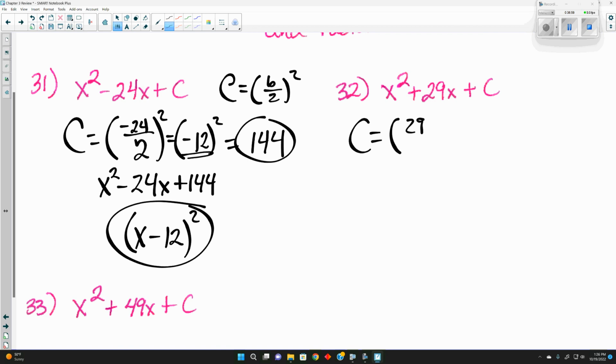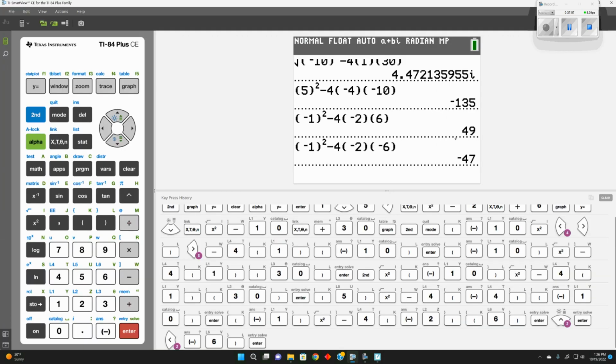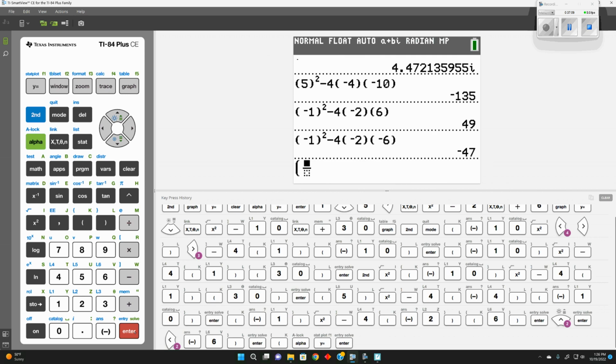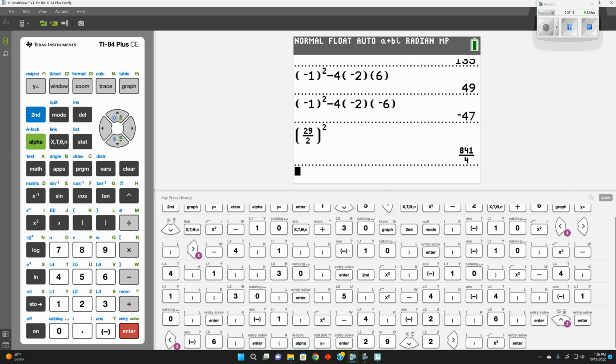Because this is going to be 29 over 2 squared. Now, will 29 divide by 2 nicely? No. But we can plug it into the calculator. I would plug it into the yellow calculator, not the graphing calculator, because it's a little bit easier, a little bit faster to type it in.